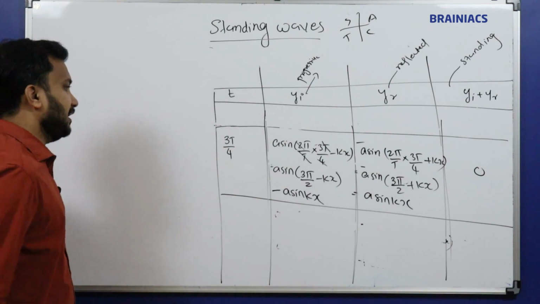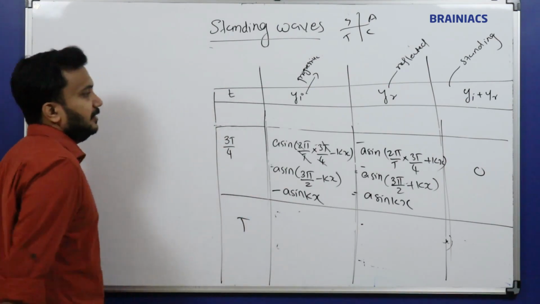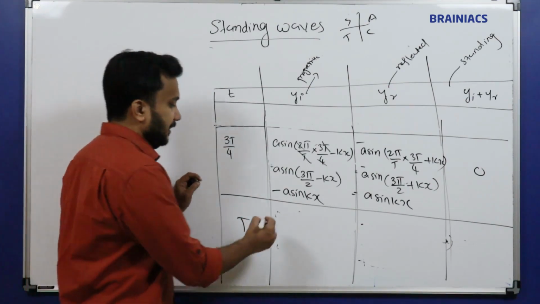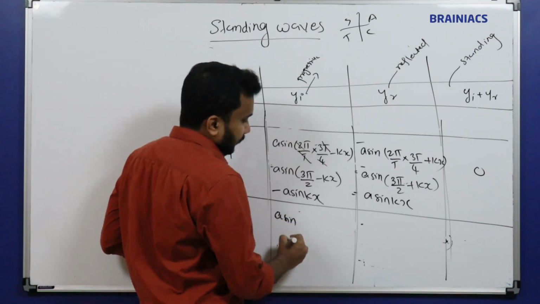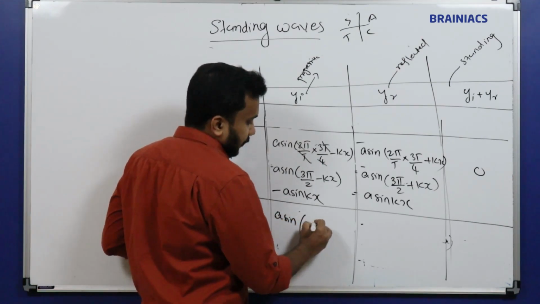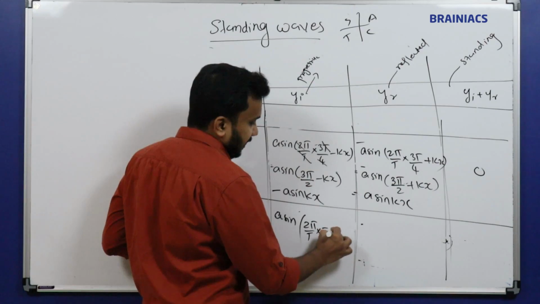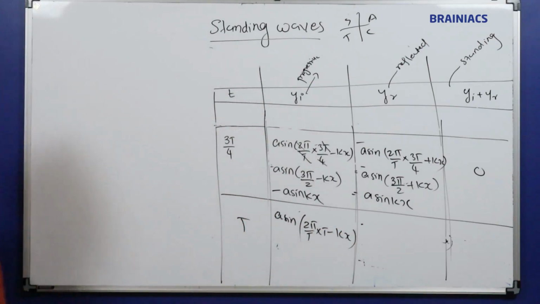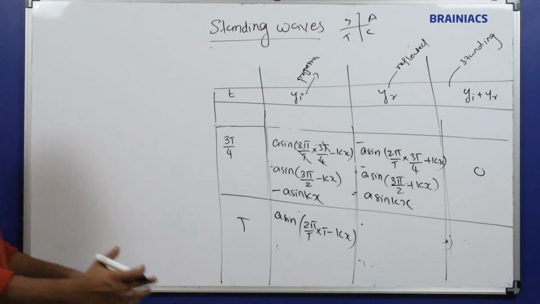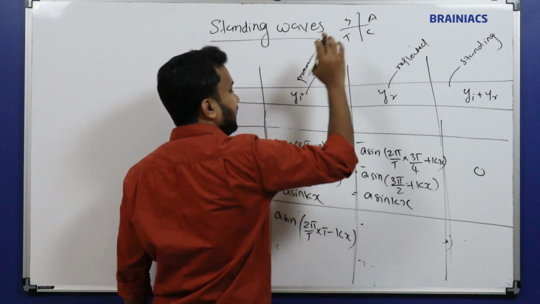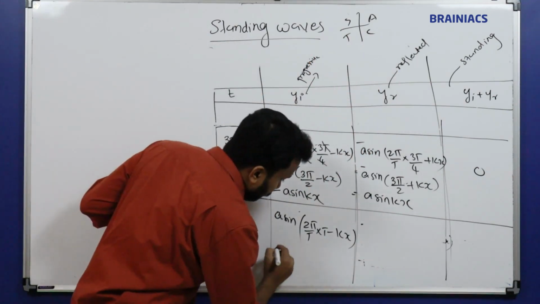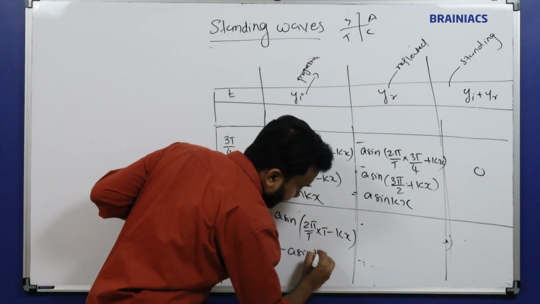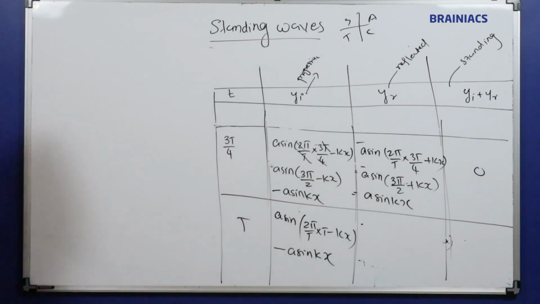Go to the last one. At an interval of T, a sin omega t, 2 pi by T into capital T, minus kx. T cancels, sin of 2 pi minus kx. 2 pi minus kx means sin will be falling on which quadrant? 2 pi is here. So minus kx, fourth quadrant, gives minus a sin kx.